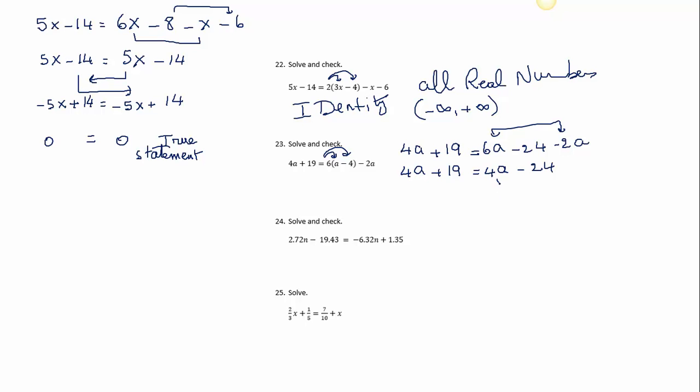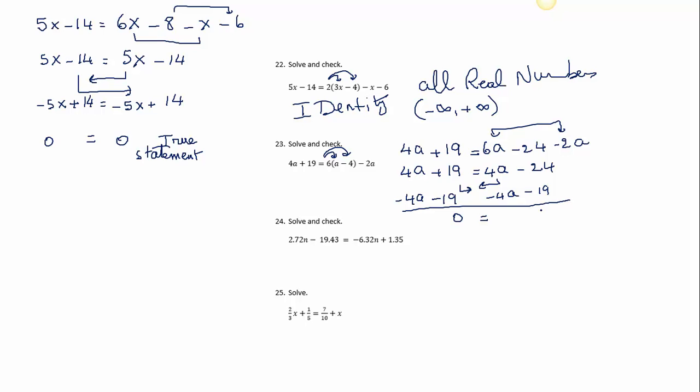I want to move the 4a to the left, move the 19 to the right. So subtract 4a from both sides. And then to move the 19, subtract 19 from both sides. So 4a minus 4a is 0, 19 minus 19, I got a 0 on the left side. On the right side, I get 4a minus 4a is 0, but negative 24, negative 19, these are like signs.